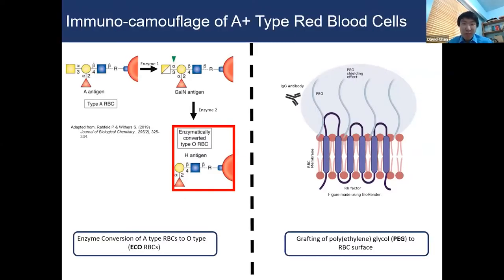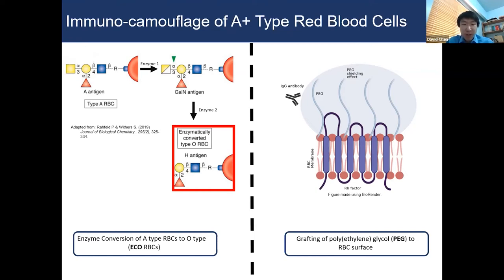So we know that blood type matching is extremely important for blood transfusion. So transfusion of mismatched blood can cause severe complications. And our lab with the Withers Group have previously shown an enzyme pair that can convert the type A red blood cell to the O type by cleaving the A antigen. And we'll refer to these enzymatically converted cells as ECO cells.